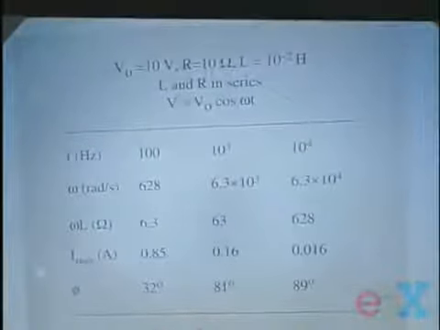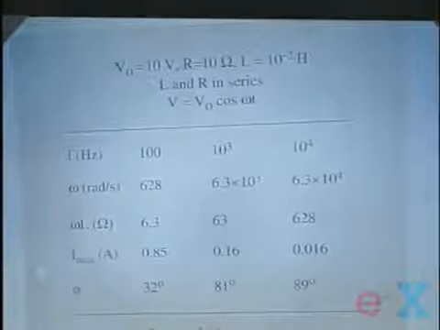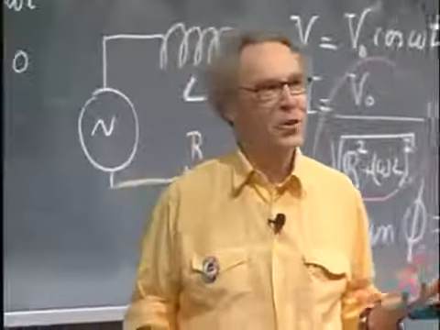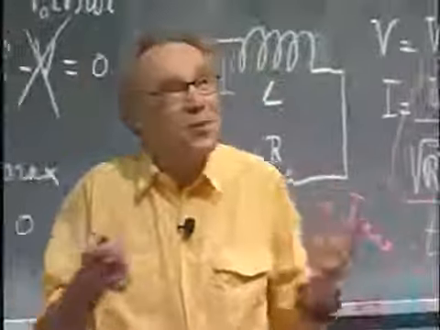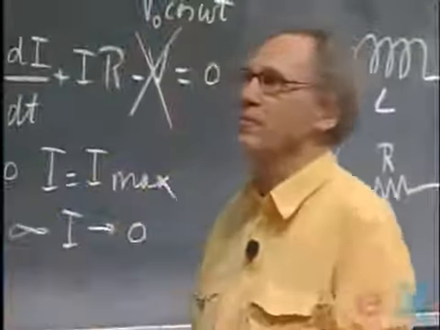And here you see three frequencies, 100 hertz, 1000, and 10,000 hertz. And here you see the values for omega. You have to multiply hertz with 2 pi. And look now at omega L. At low frequency, 100 hertz, omega L is 6.3 ohms. Compare that with the 10 ohms, they'd be comparable. But now look, for instance, at 10,000 hertz, the omega L is huge, 630 ohms. So it entirely determines, so to speak, the resistance of that circuit.